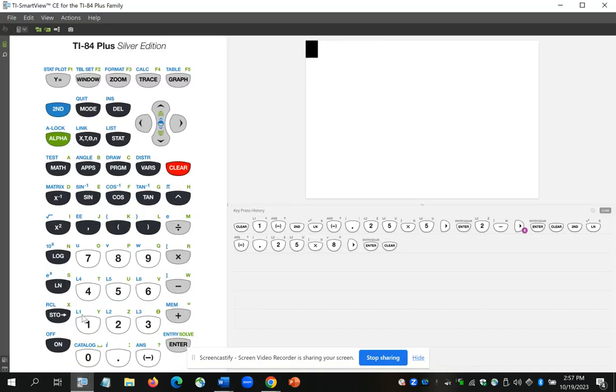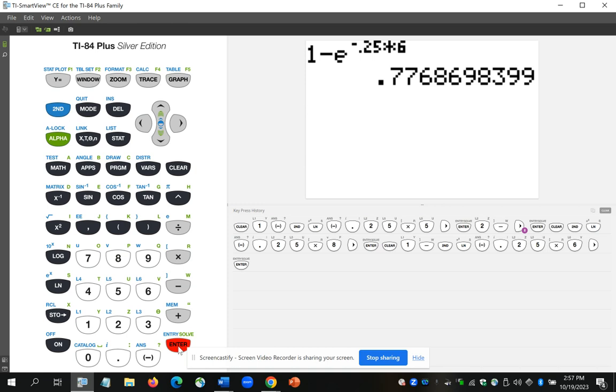Okay, so I have 1 minus second ln negative 0.25 times 6. Get out of the exponent with the arrow and enter. Okay, so I get that value of 0.7768698399. Now I'm going to actually save that in my calculator's brain.